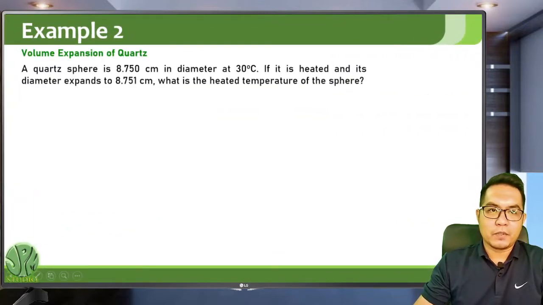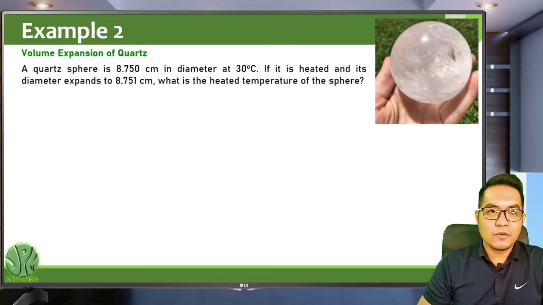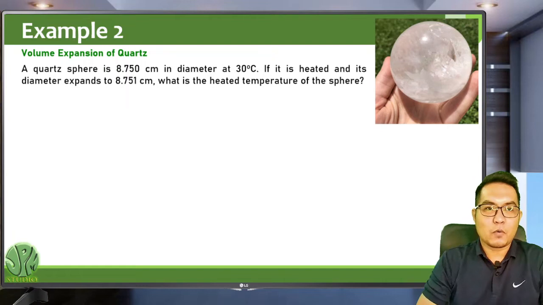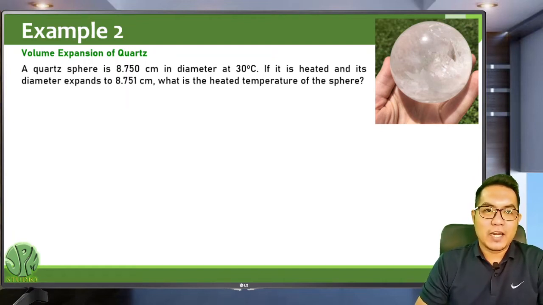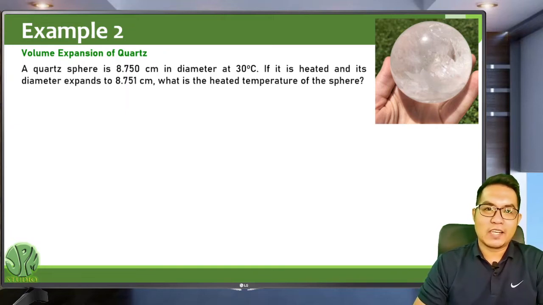So another example. This is a material called quartz. You have a quartz sphere, 8.750 centimeter in diameter at 30 degrees Celsius. If it is heated and its diameter expands to 8.751 centimeter, what is the heated temperature of the sphere? So we are trying to find the final temperature here.